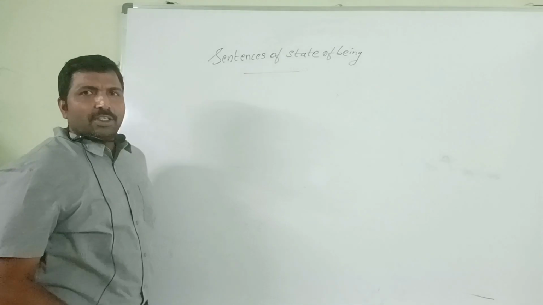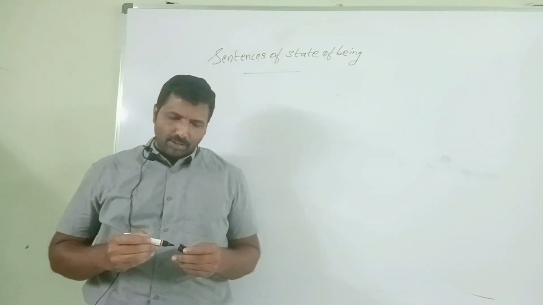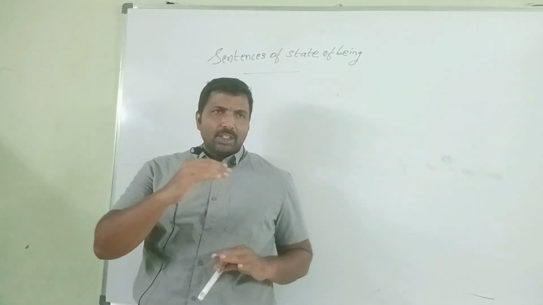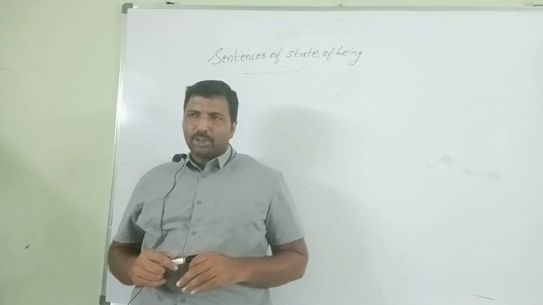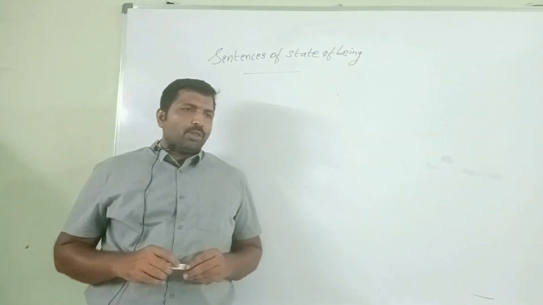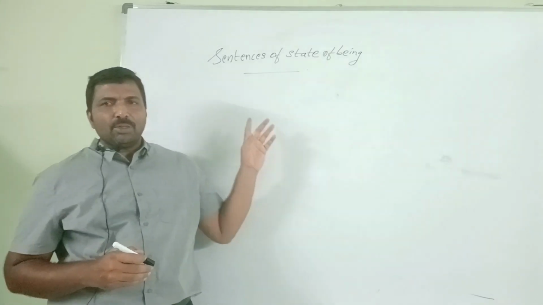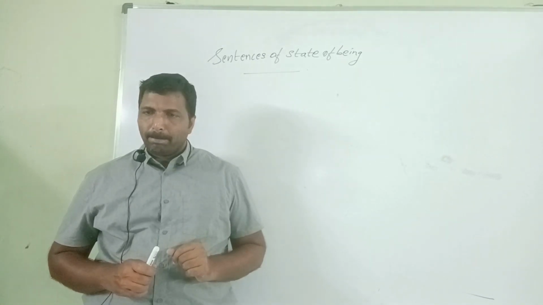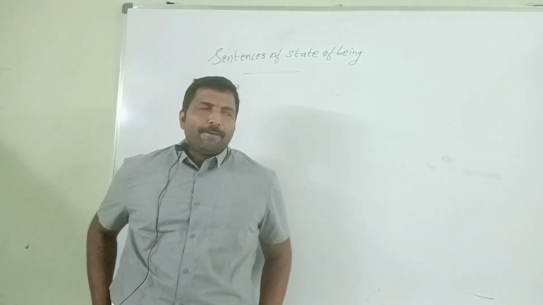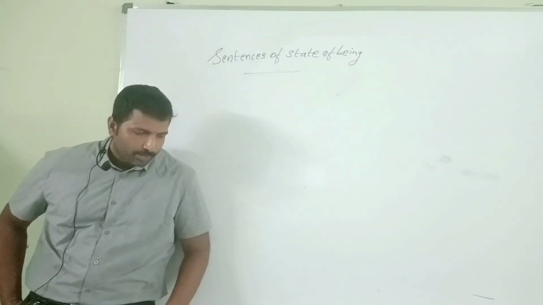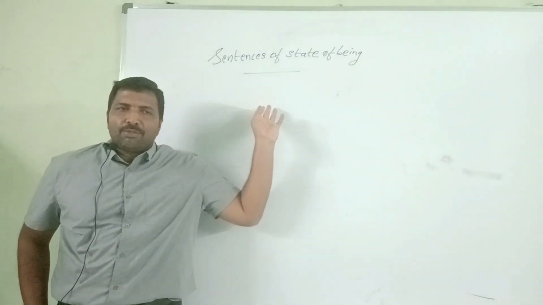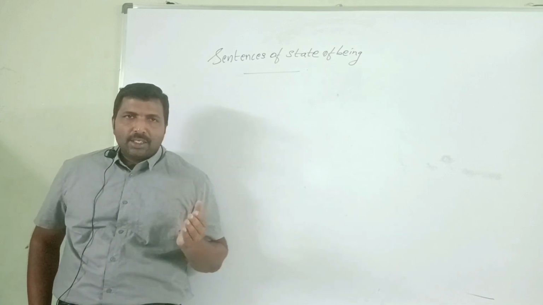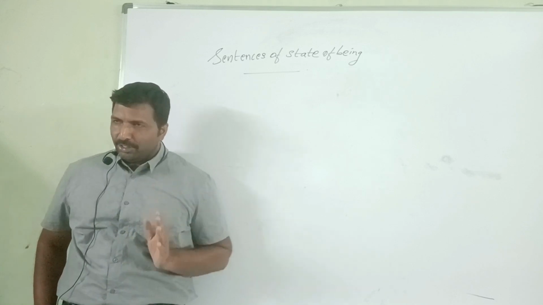Out of three kinds of sentences, yesterday we identified sentences of state of being, possessiveness sentences, and action sentences, and within action sentences, active voice and passive voice sentences. Yesterday, in the first class for beginners, we had that discussion. Now the discussion is about sentences of state of being. English sentences can be sentences of state of being, possessiveness sentences, or action sentences.